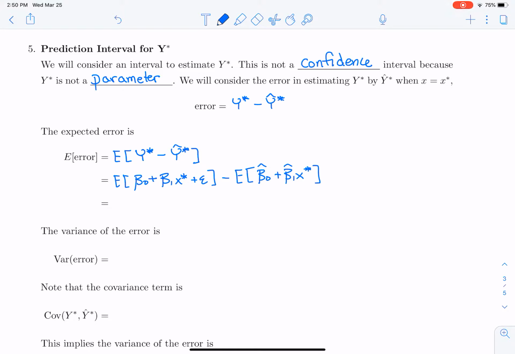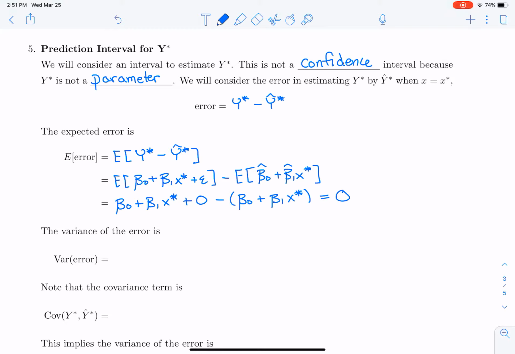Now the expected value of the first term, those first things are constant, beta 0 plus beta 1 x star. And the expected value of epsilon is 0. Then we're going to subtract the expected value of beta 0 hat, which is beta 0. And the expected value of beta 1 hat x star, that will be beta 1 x star. And notice that the expected value of the error is therefore 0 when I do the subtraction.